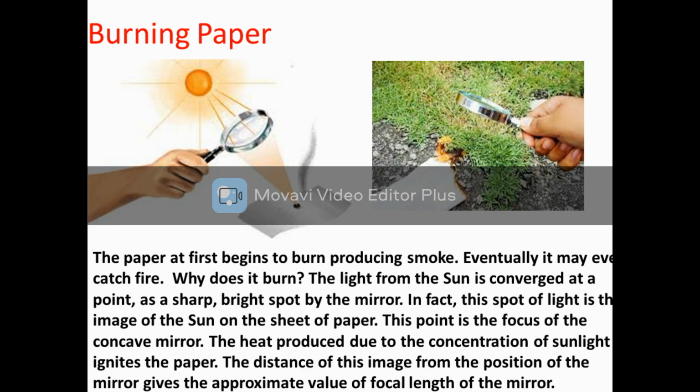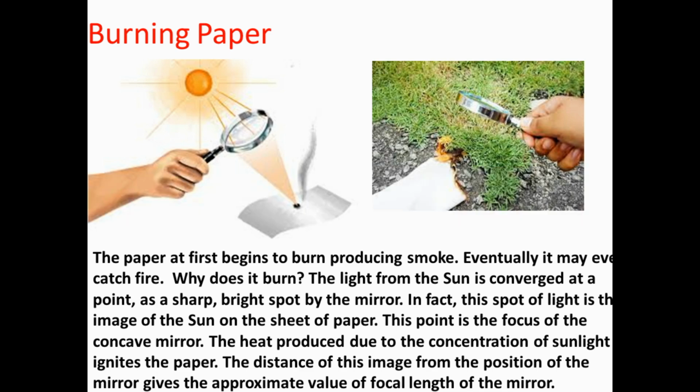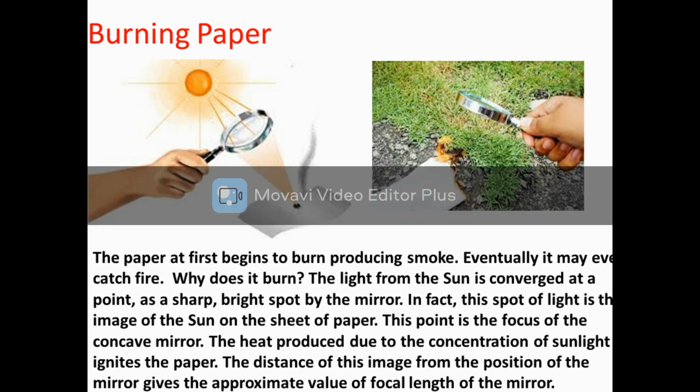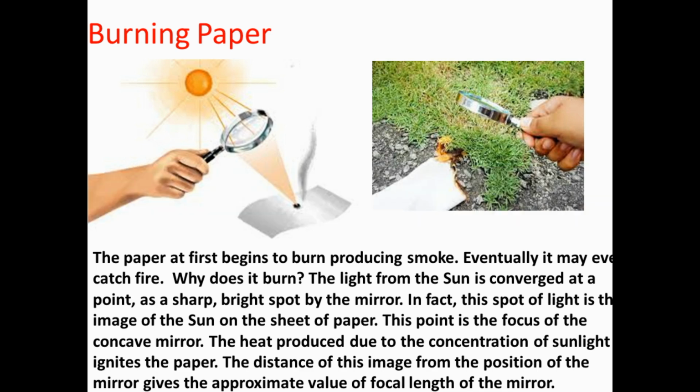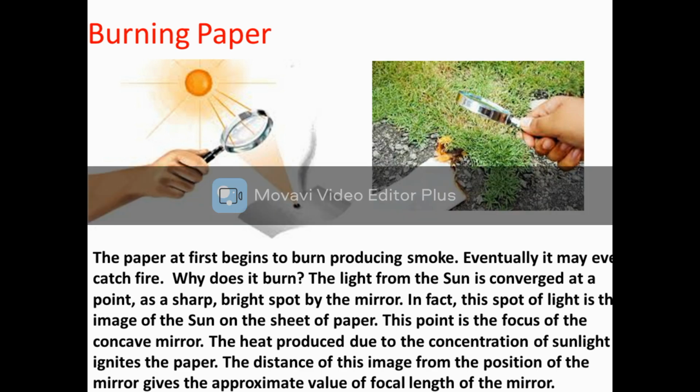You take one paper and one magnifying lens. You keep the magnifying lens near the paper in daylight. The sunlight passes through the magnifying lens and is focused onto the paper. The spot of light is concentrated at one point. That is called the focus. It heats up the paper continuously because of the sun's concentration, and the paper gets burned easily. So this is that focus.